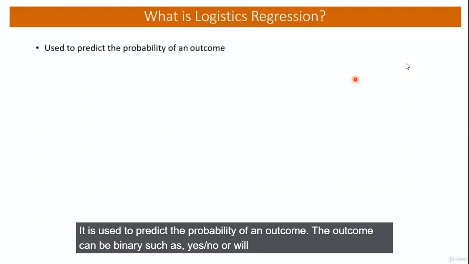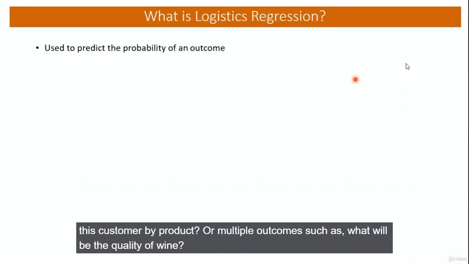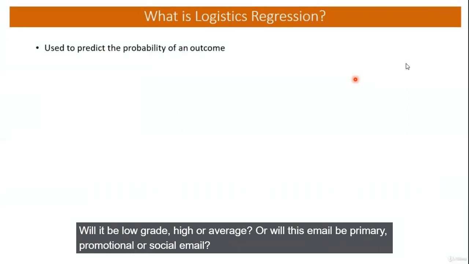The outcome can be binary, such as yes or no, or will this customer buy my product, or multiple outcomes such as what will be the quality of wine, will it be low grade, high, or average, or will this email be primary, promotional, or social email.